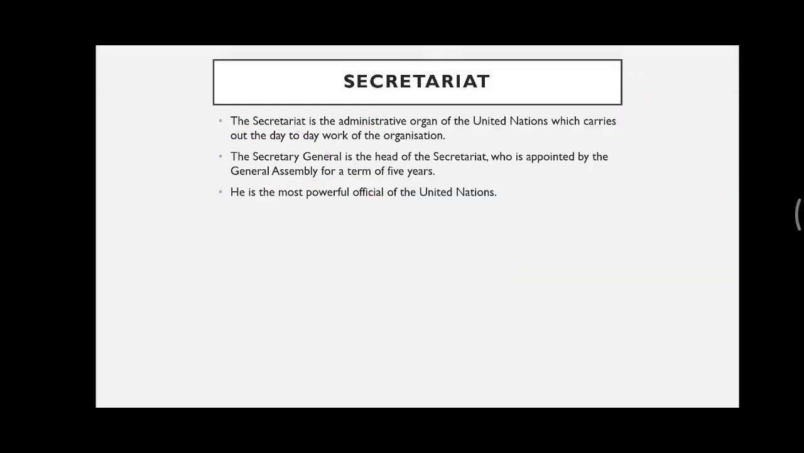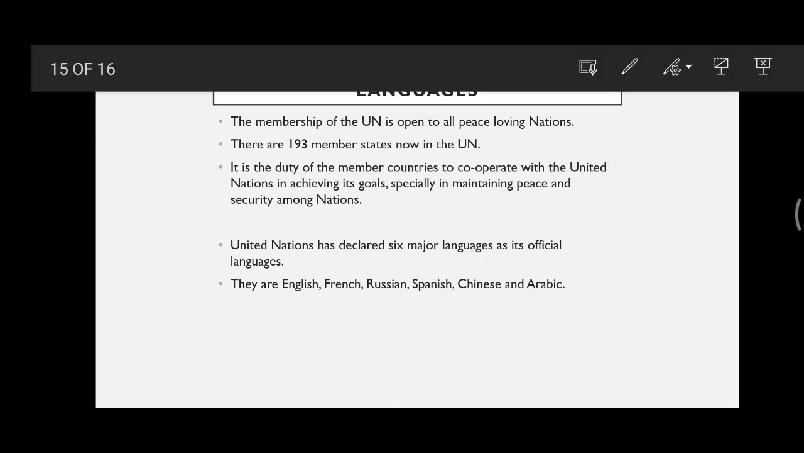Next is the membership and the official language. Now, who can become a member of the United Nations? The answer is any country which is a peace-loving nation. This means which does not engage in war, which does not want to engage in a war or fight with other nations. At present, there are a total of 193 member states, and it is the duty of the member countries to cooperate with the United Nations in achieving its goals, specifically maintaining peace and security among nations.